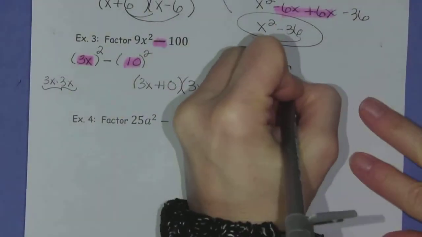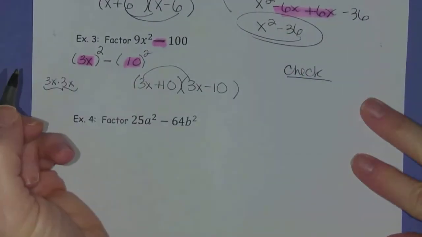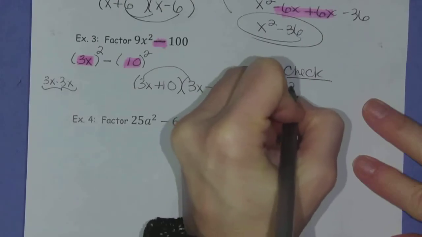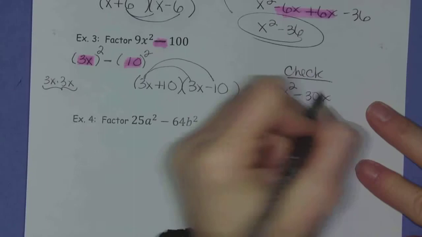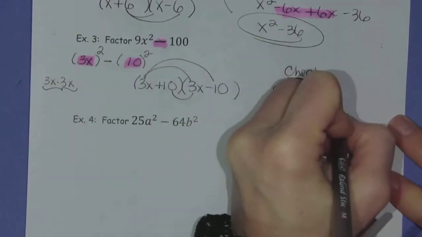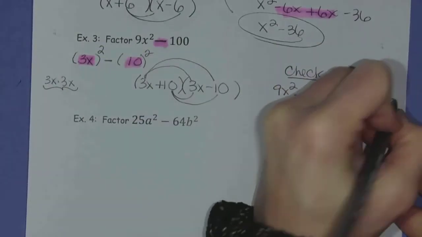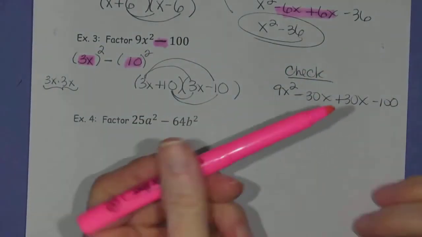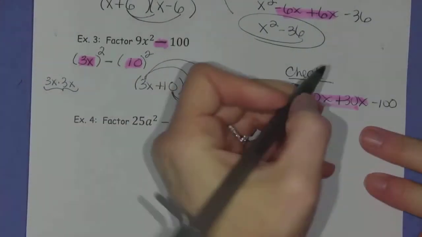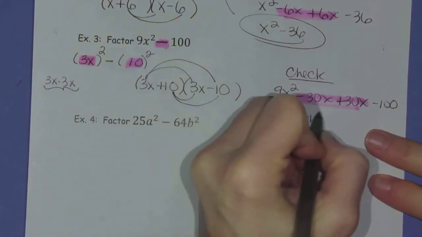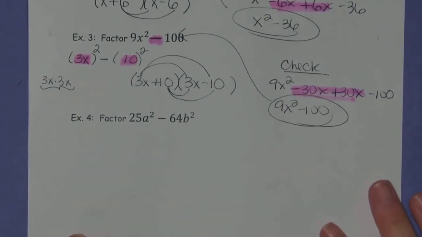Let's check it. Okay, 3x times 3x. There's my 9x squared. 3x times negative 10 is negative 30x. 10 times 3x, positive 30x. 10 times negative 10, negative 100. These cancel right here. And so I'm left with 9x squared minus 100, which is what I started with. That's how you always know that you did it correctly.